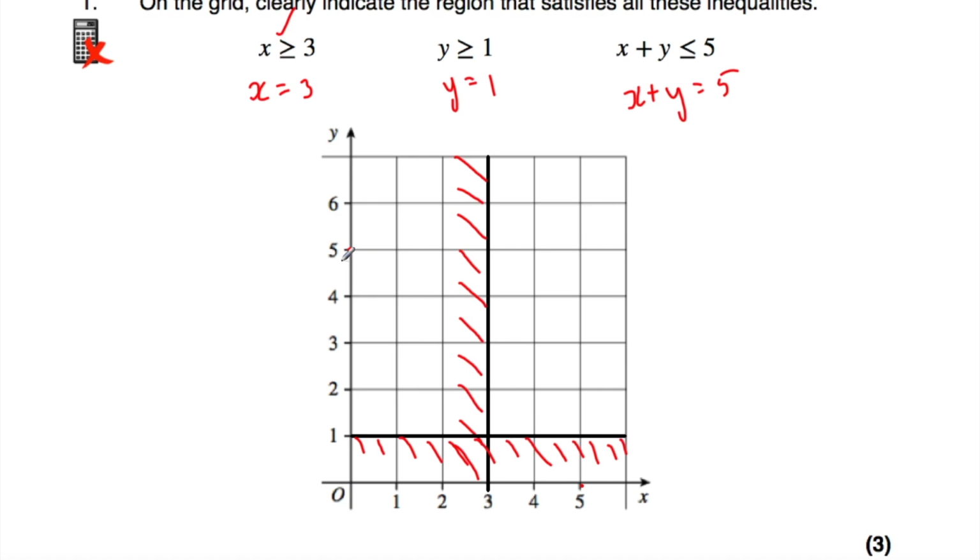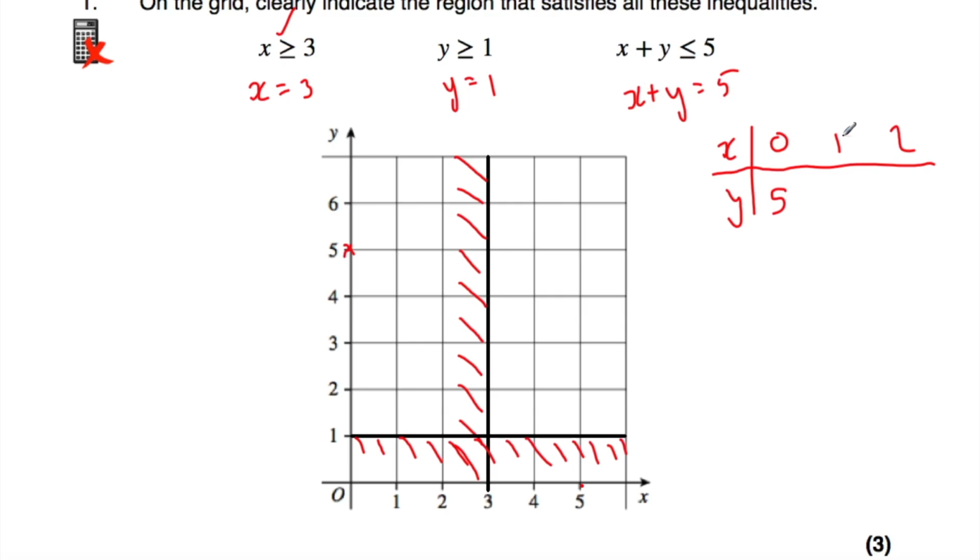But if we didn't know that little shortcut, what we could do is do a little xy table, so x and y, and then choose some points, 0, 1, and 2. So if the x coordinate is equal to 0, 0 plus something is equal to 5, well y would have to be equal to 5, so (0, 5) is that point there.